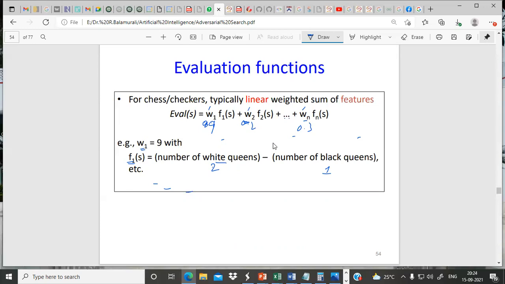9. So it is 2 minus 1 into 9. So the result is 9, which is a positive number. Which means that this is going to improve our f1, it is going to improve our evaluation score.